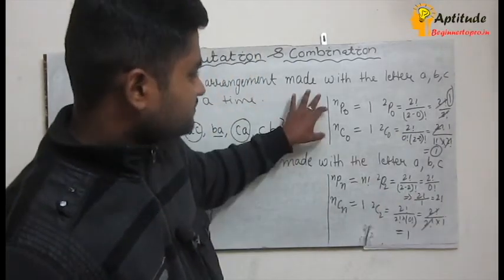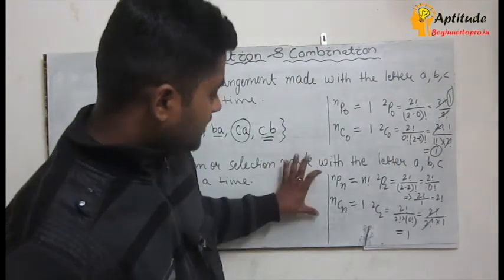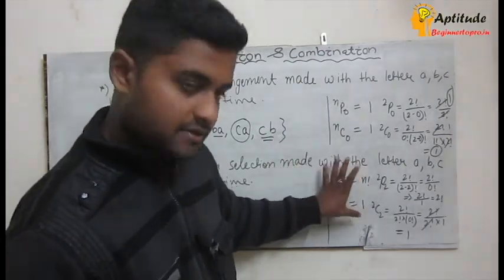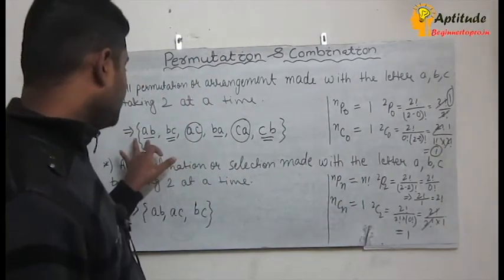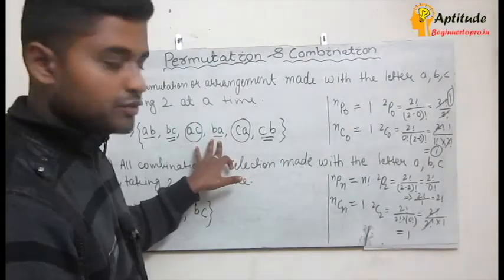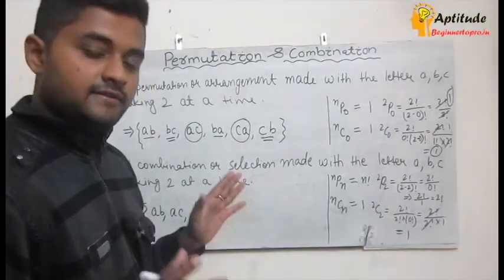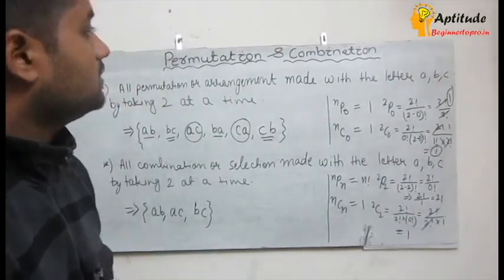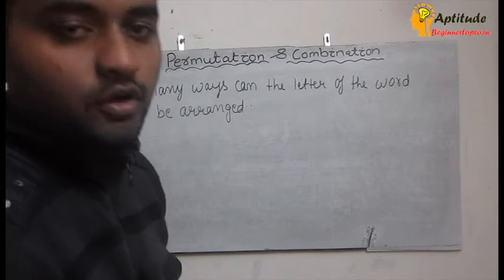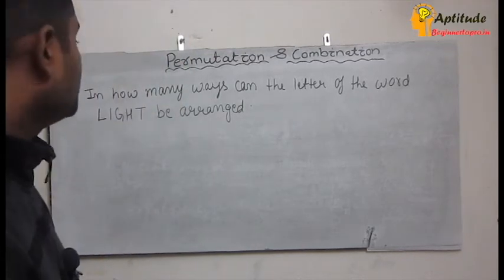So whenever you see this kind of situation, remember this, and remember these things also, that AB and BA are two different permutations, but AB and BA are two same combinations. So next we will see some questions. Okay, now we will see some questions on permutation and combination.